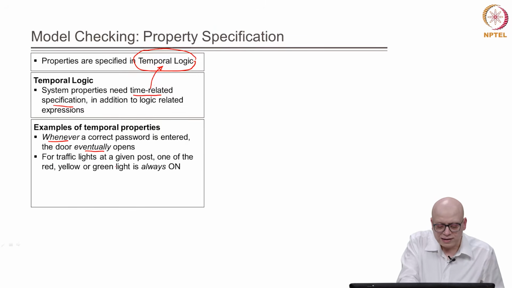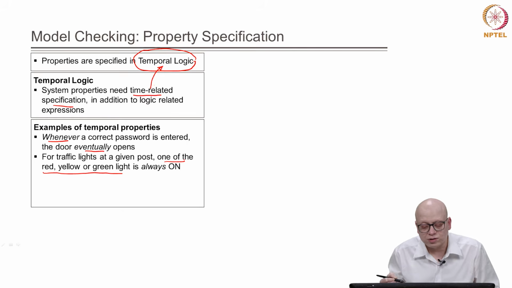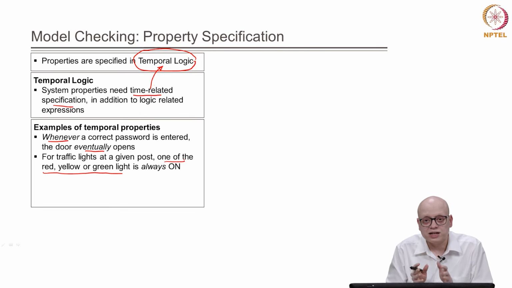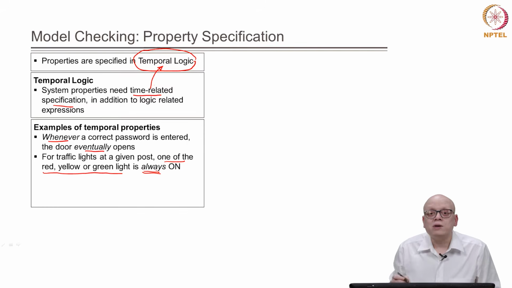Similarly, let us take a look at another property. For traffic lights at a given post, one of the red, yellow or green light should be always on, right. Now, one of the red, yellow or green light is a kind of Boolean logic expression, and the always is a kind of time related thing, meaning that this property should hold always in time.